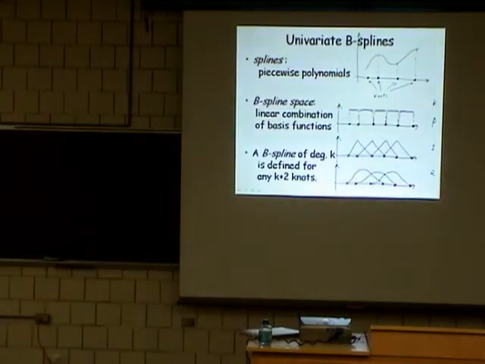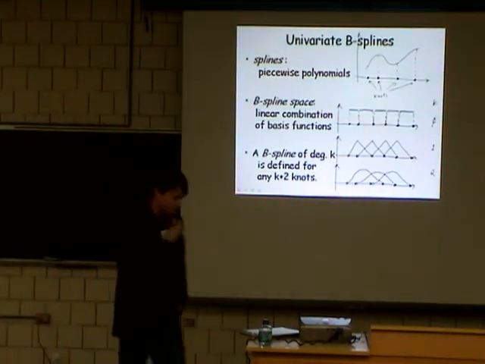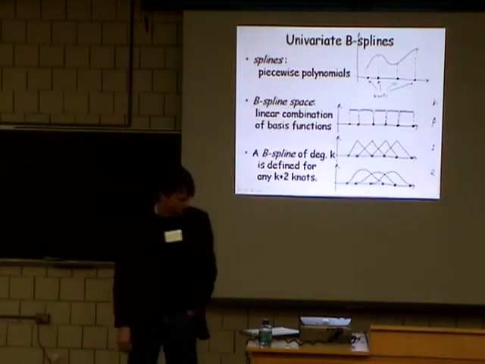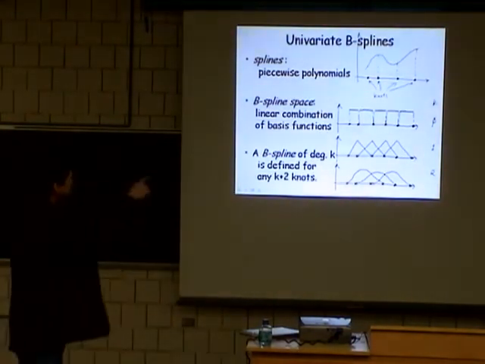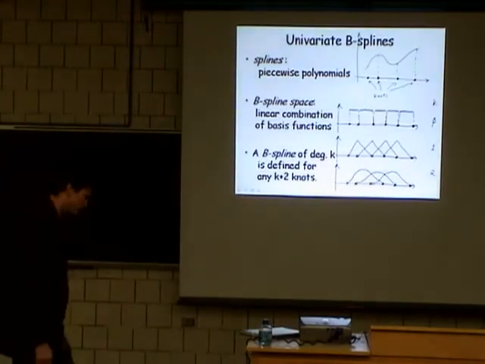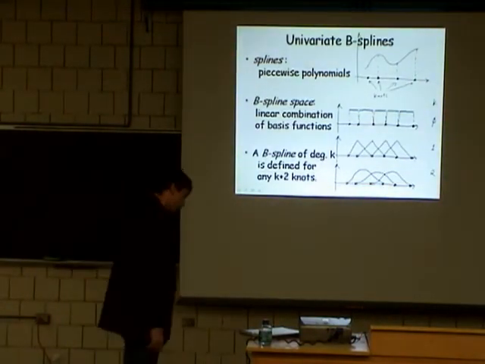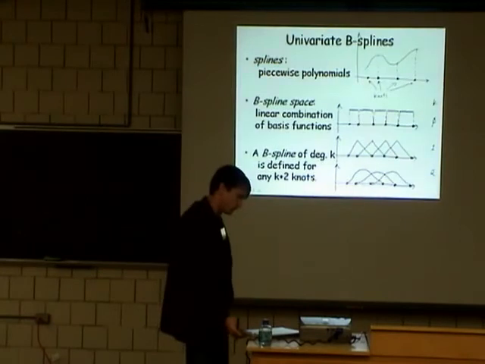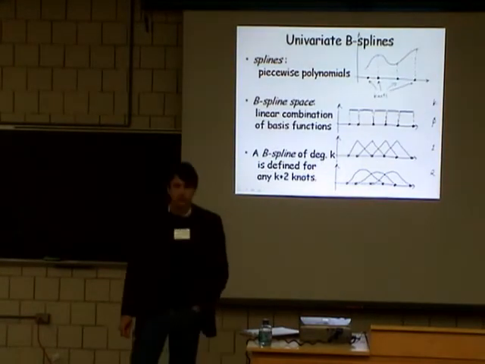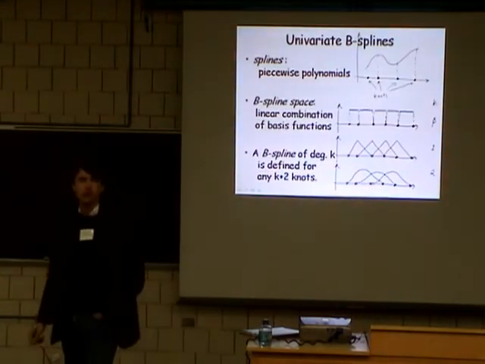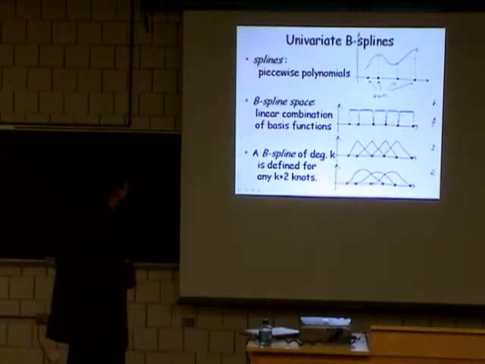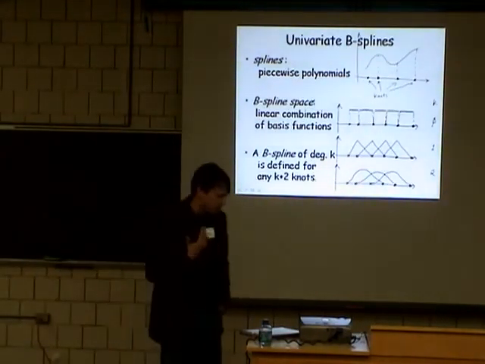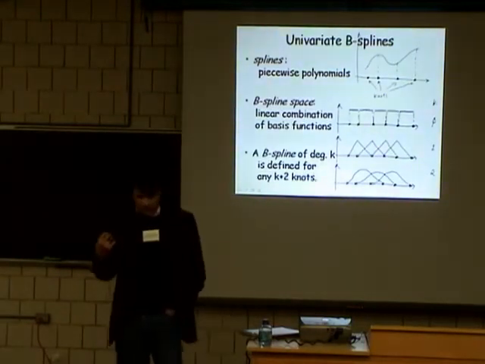B-splines. The graphics people in here will know what these splines are. Probably all of the mathematicians have seen that splines are just piecewise polynomials. The terminology is that they are defined on a set of knots. You define them on the real line. For many types of splines, you will use regularly spaced knots, but the B-spline, for example, can be defined on irregularly spaced knots. You make a B-spline space that's just a linear combination of basis functions.